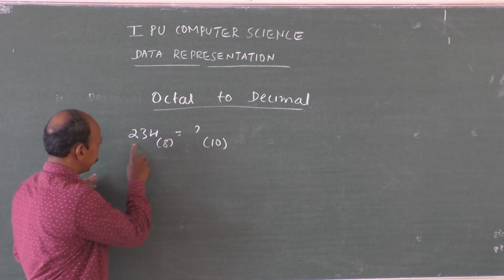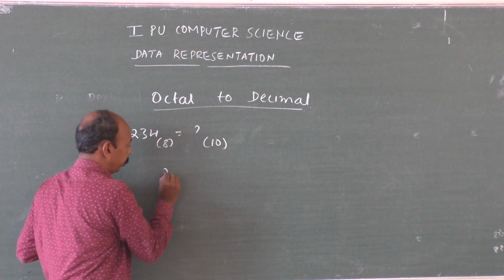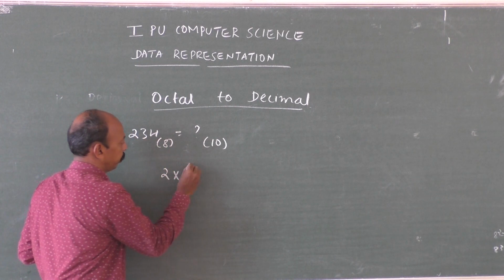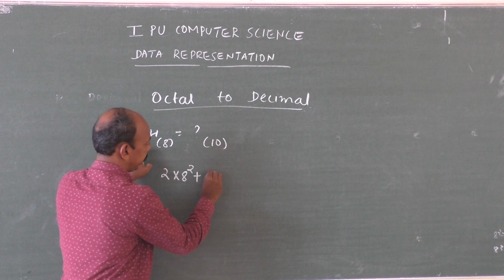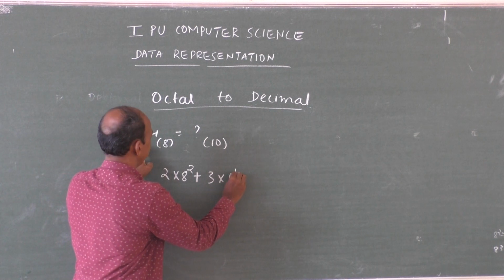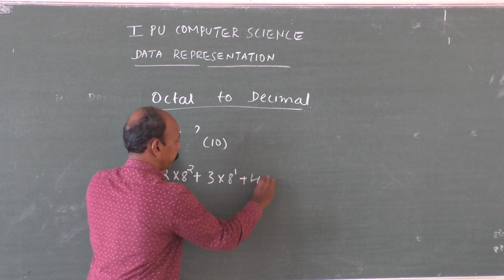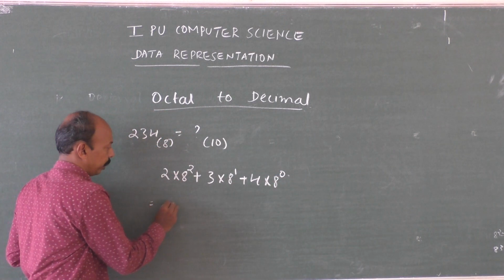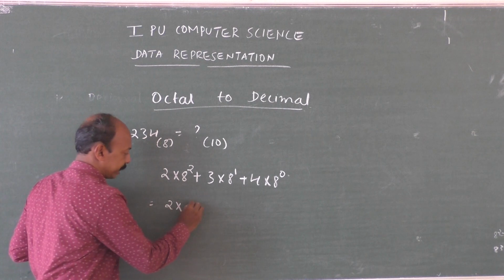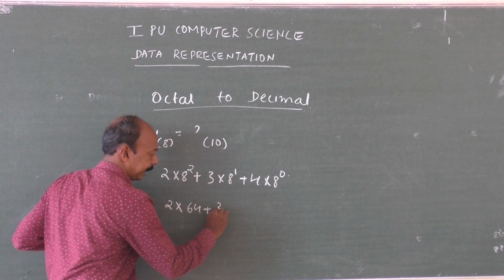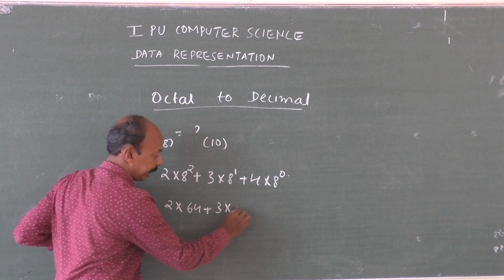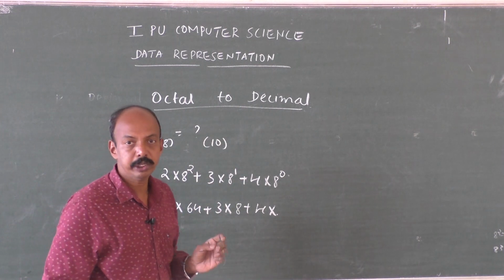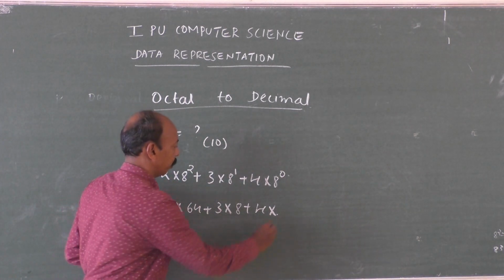That's why if it is given like this, what we can write? We can write 2 into 8 to the power 2 plus 3 into 8 to the power 1 plus 4 into 8 to the power 0. That is 2 into 8 8s are 64 plus 3 into 8 to the power 1 is 8 plus 4 into 8 to the power 0 is how much? Once again it is 1.